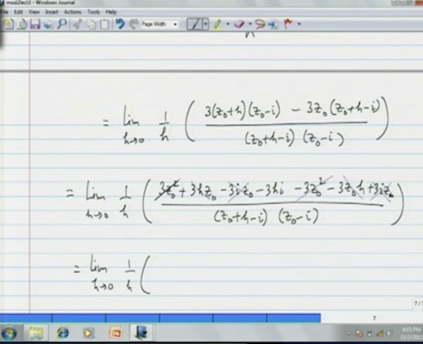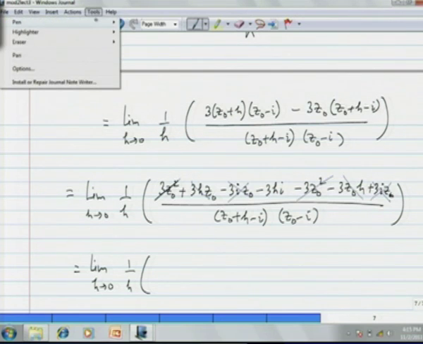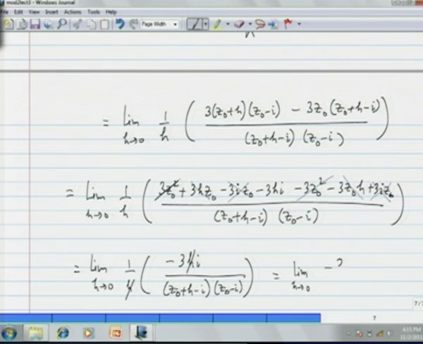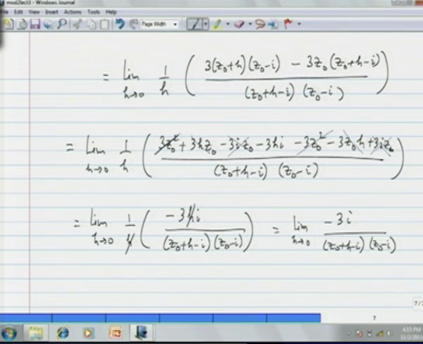Okay. And finally, we are left with minus 3 h I, divided by z naught plus h minus I times z naught minus I. Since h approaches 0 and h does not equal 0, we can cancel the h in the numerator and the denominator. And then this is the limit as h goes to 0 of minus 3 I divided by z naught plus h minus I times z naught minus I. Okay. So, now we can let the limit as h goes to 0 come into the picture.